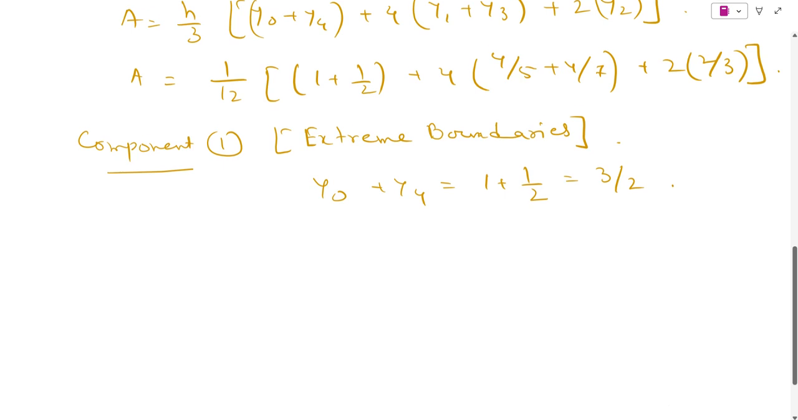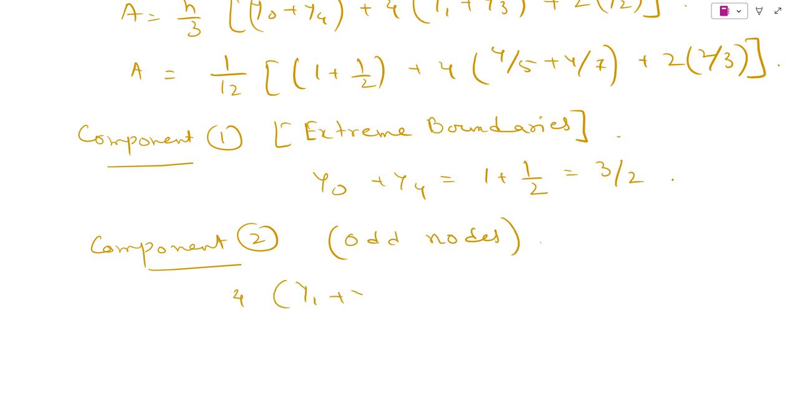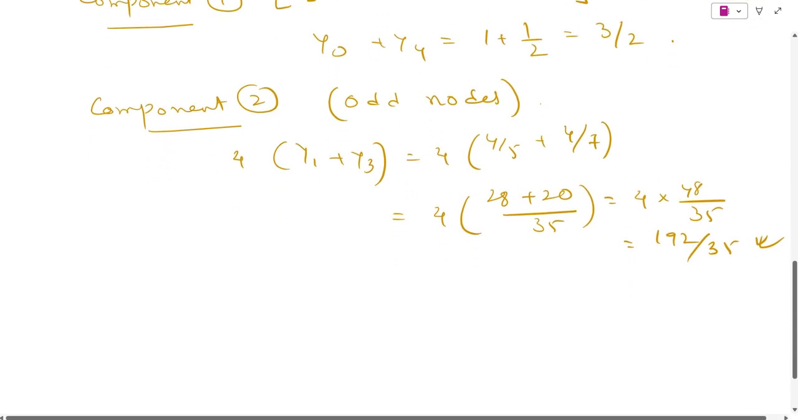Okay. Now component 2. The odd nodes. So this is 4 into y1 plus y3. So this is 4 into 4 by 5 plus 4 by 7. So this is 4 into 28 plus 20 by 35. So this is 4 into 48 by 35. So this is 192 by 35. Okay.